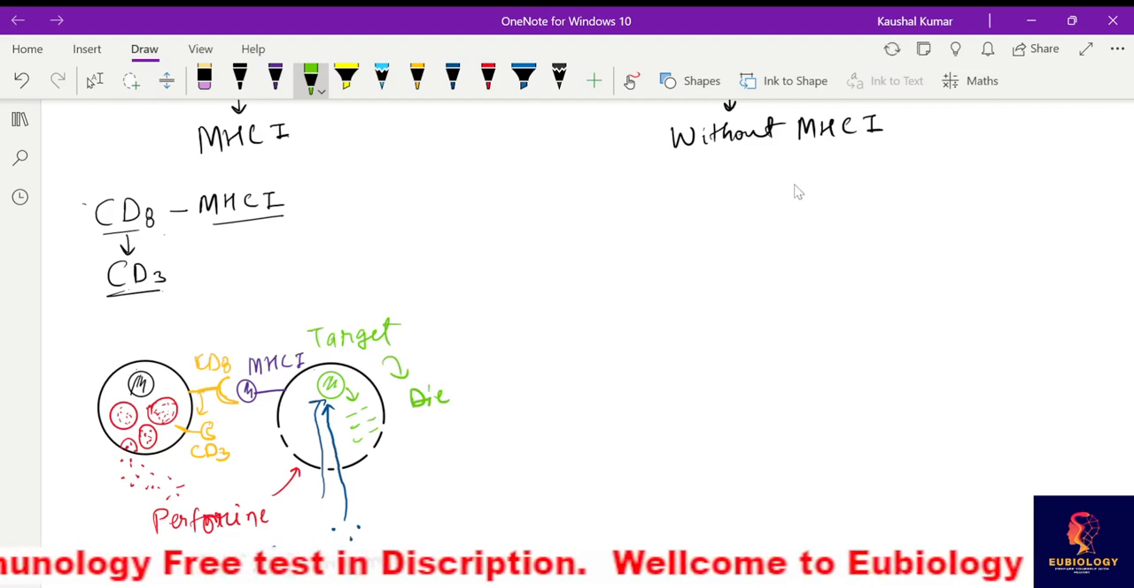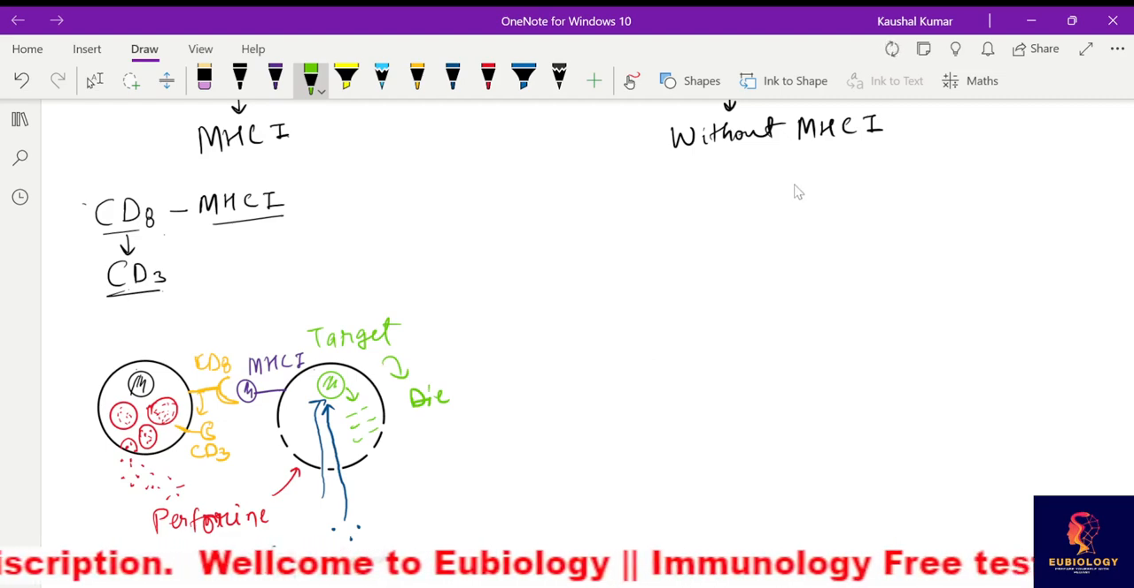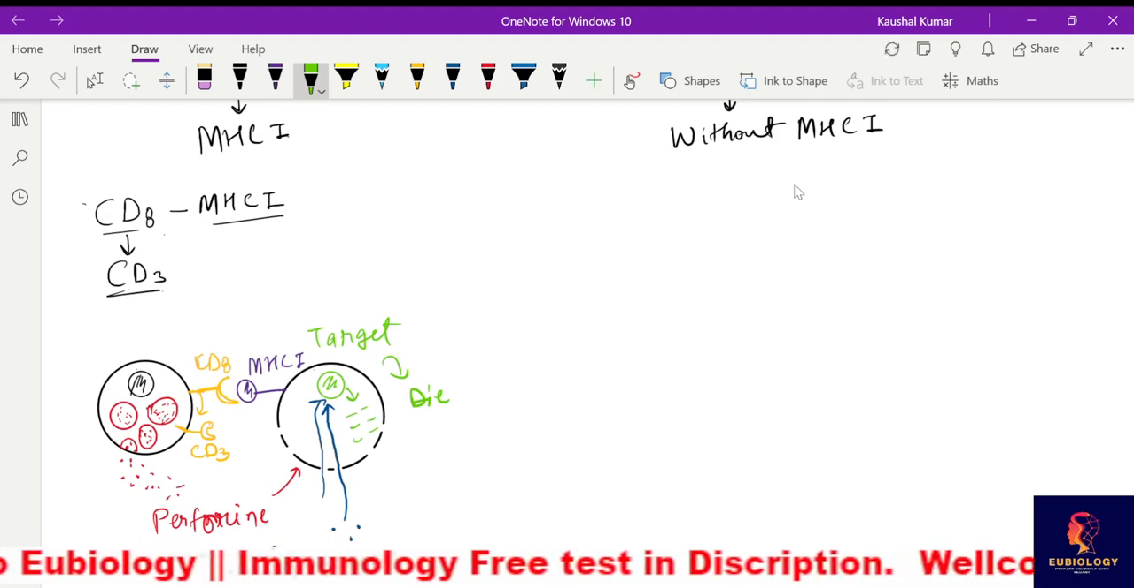Without MHC molecule means what? There will be a different receptor which is called the Fas ligand, and this Fas ligand will be on the target cell.